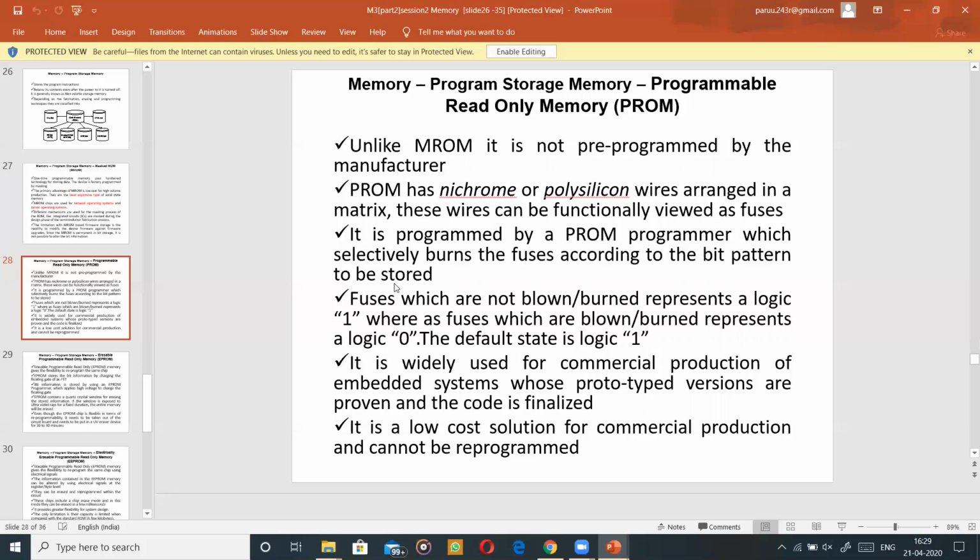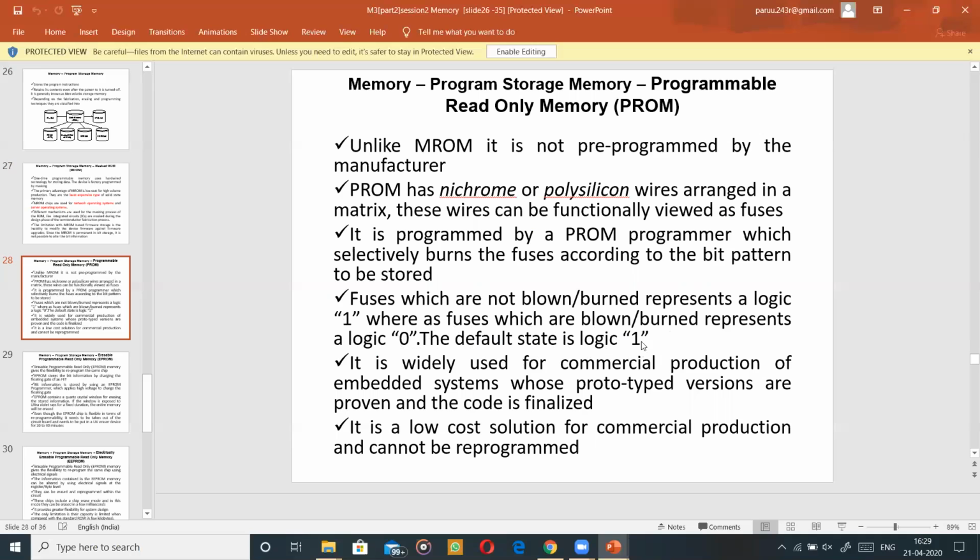So now let us see the technology used in PROM. Fuses which are not blown represent logic 1. If you don't write anything, it is considered logic 1. But whenever you write something, the fuse represents logic 0. So when you don't write anything, it is 1, but if you are writing, it is 0. Everything will be available in the form of 1, and wherever you write, that particular fuse's bit value will be 0. So the default state is 1.